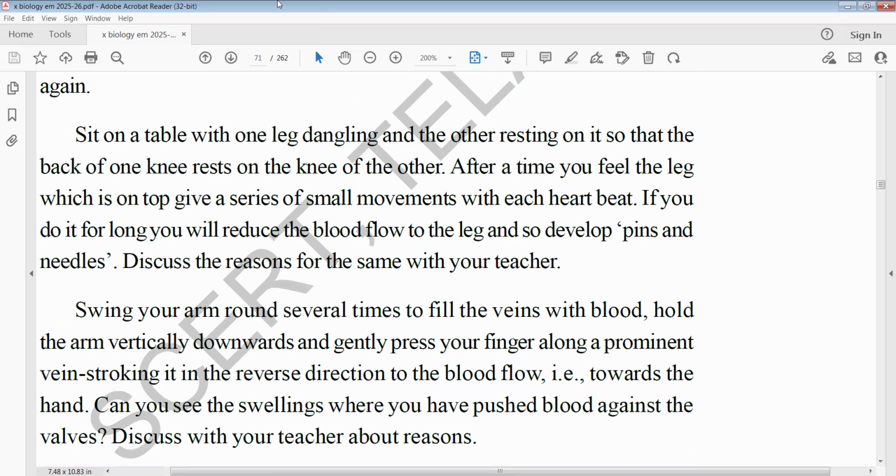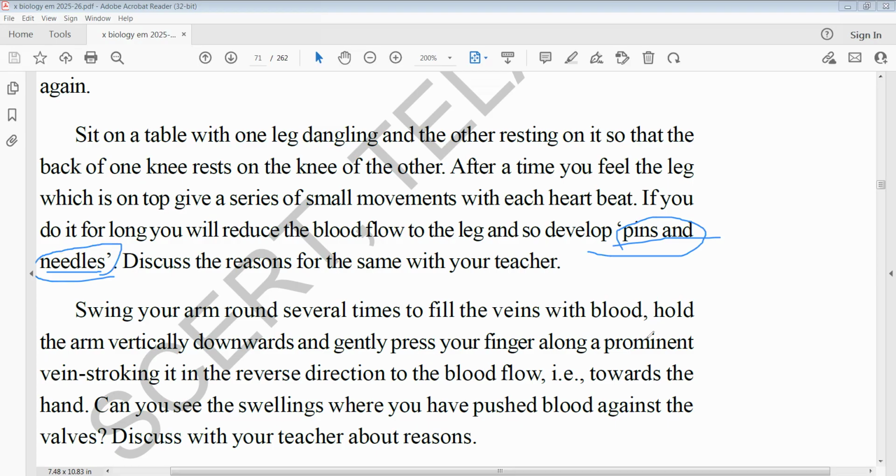So this paragraph indicates that when we sit continuously, blood will not be supplied properly. At that time, we can sense pins and needles. Pins and needles, in Telugu, Timmirlu. This is because blood is not supplied to that particular organ.